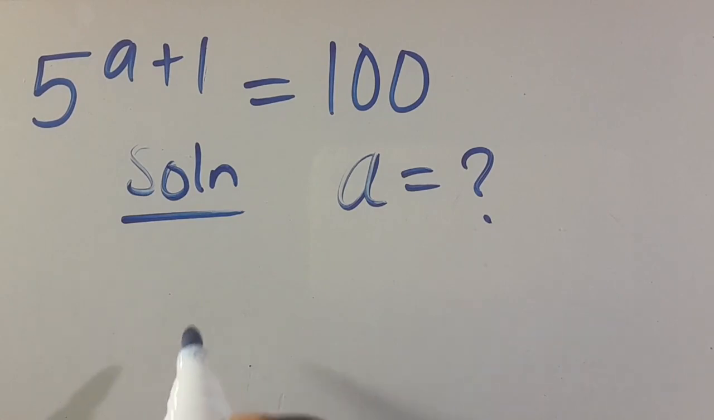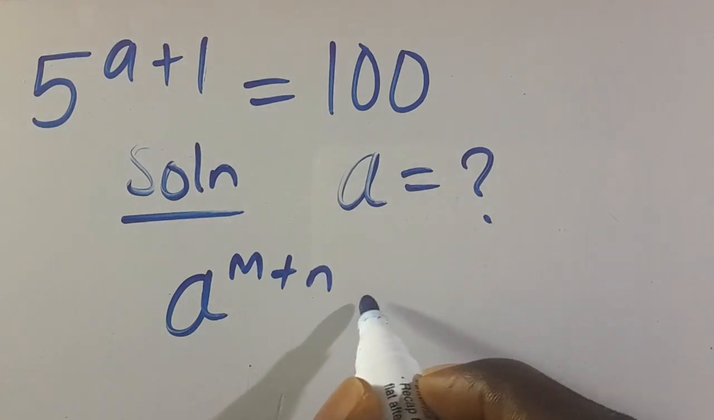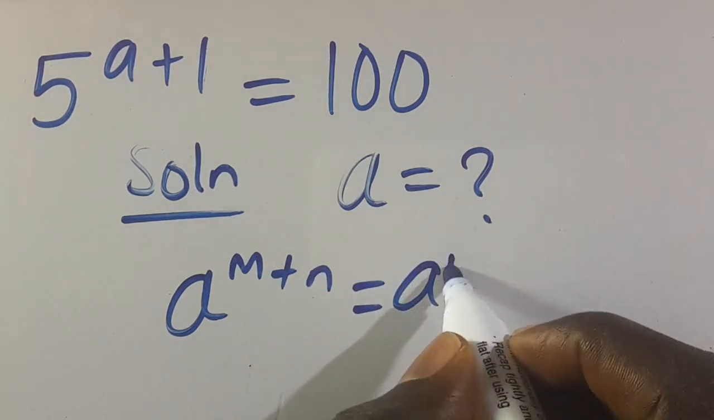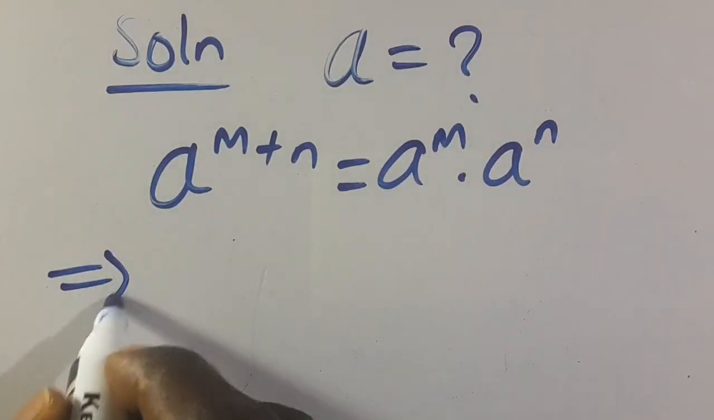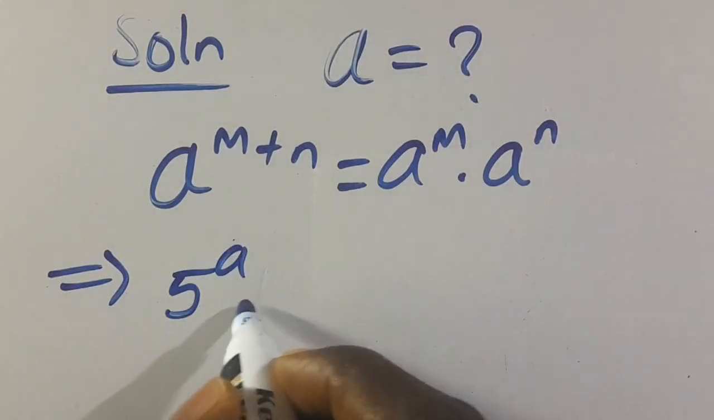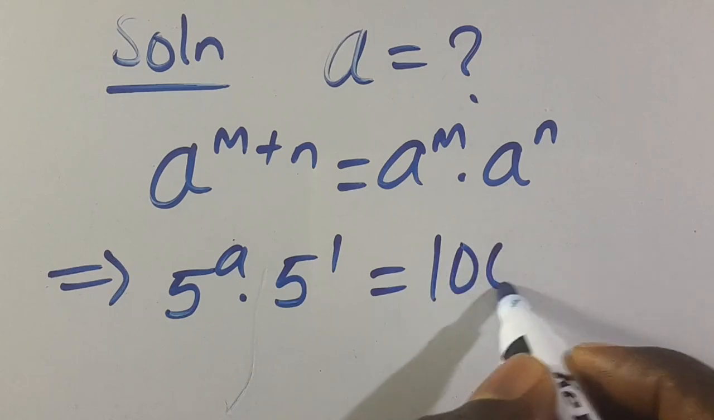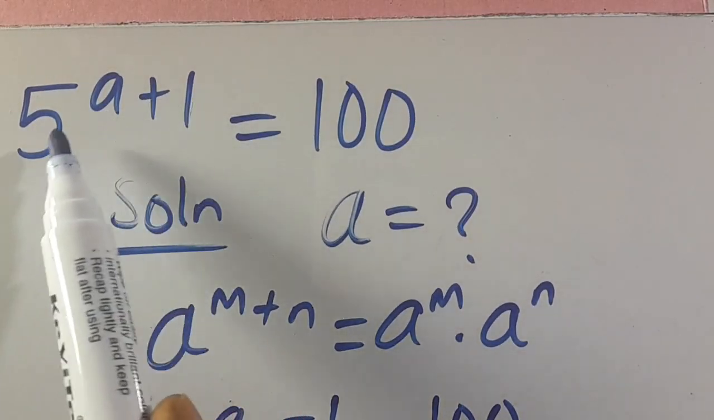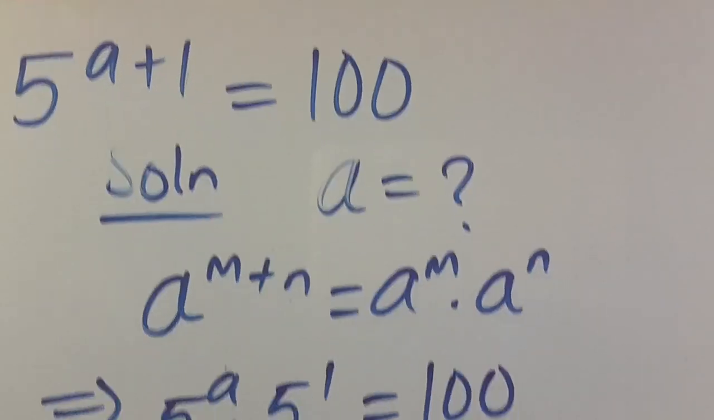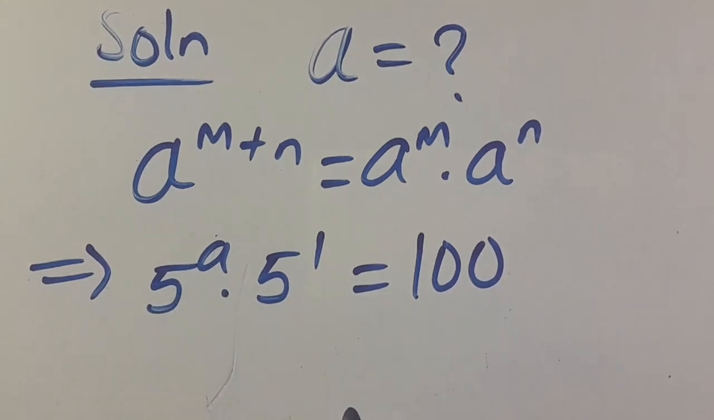Recall, when you have a to the power of m plus n, this equals a to the power of m multiplied by a to the power of n. So when you apply it to this one, we are going to have 5 to the power of a multiplied by 5 to the power of 1 equals 100, because we have 5 to the power of a plus 1.